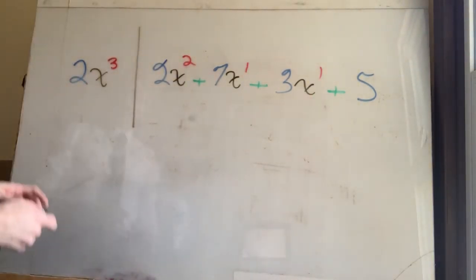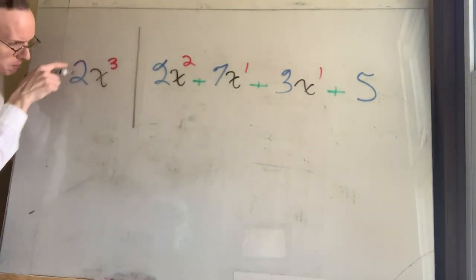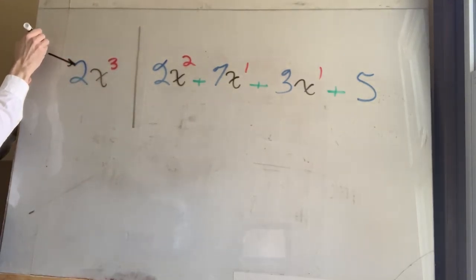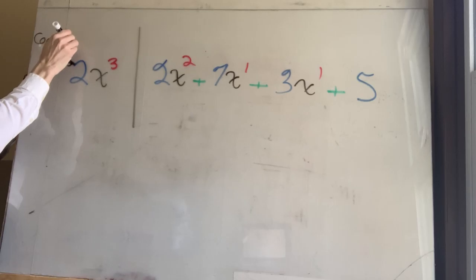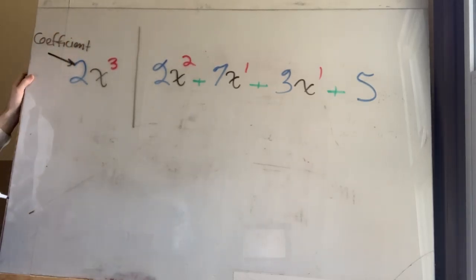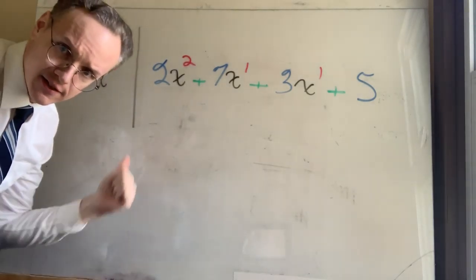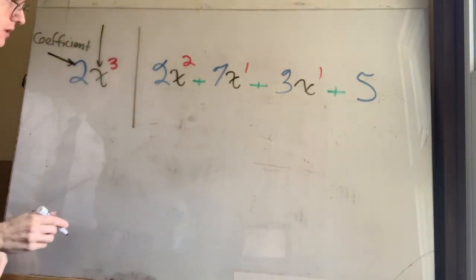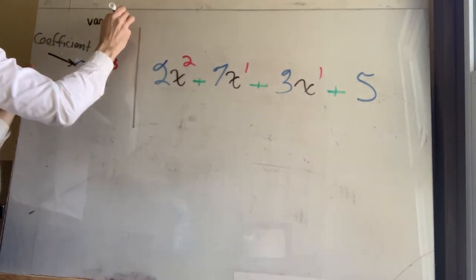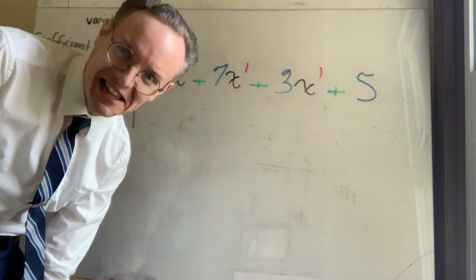First things first. The fancy way of saying the number sitting up in front of the letter is a coefficient, no bones about it. The name for the letter that is attached to the number is variable. I admit, I just like to say letter. Here's your letter.